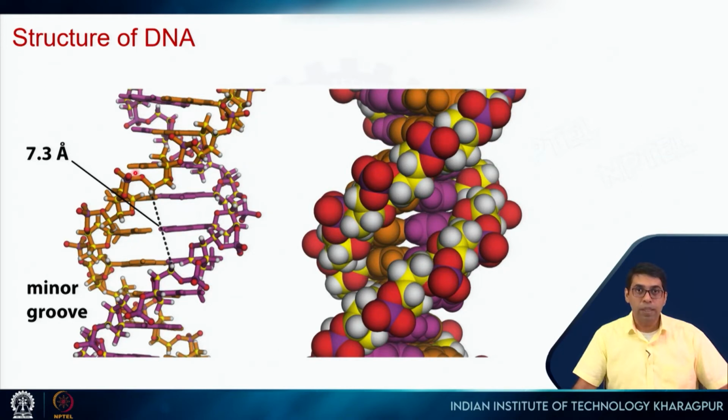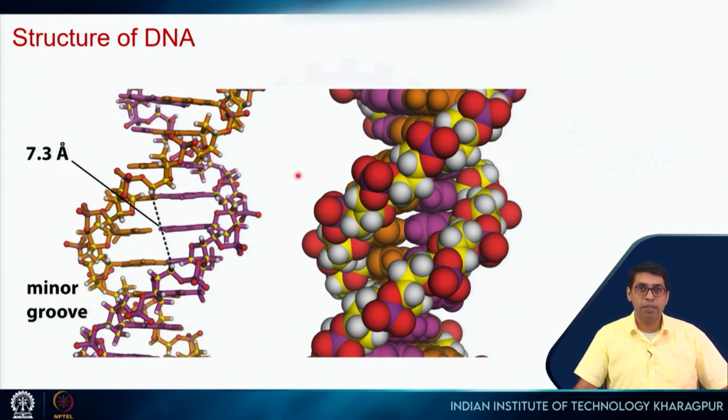If we look at the other side, shown here in more detail, you see the distance is smaller, 7.3 angstrom. The two strands are very close to each other, and the gap between them is much smaller. This one is called the minor groove. So this will be the major groove and this will be the minor groove. In the major groove, the distance between the two strands is 15 angstrom. In the minor groove, it is 7.3 angstrom, which is less than half that of the major groove.